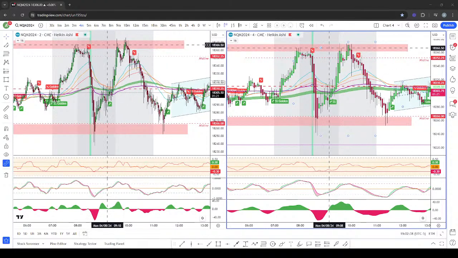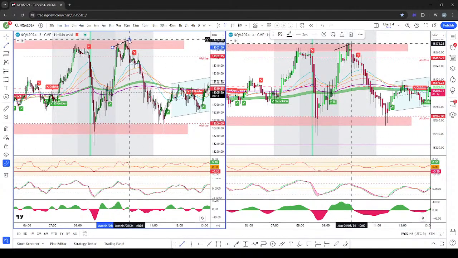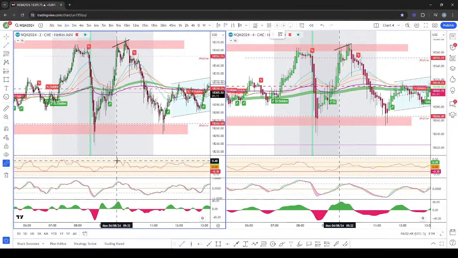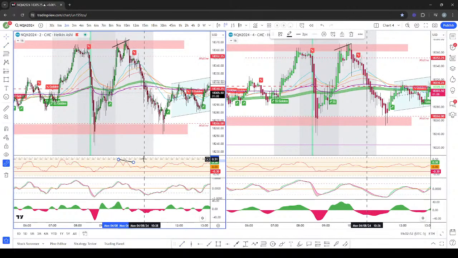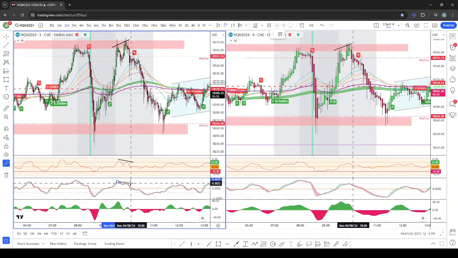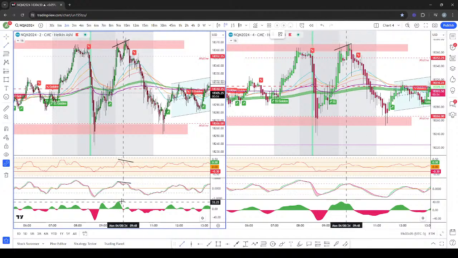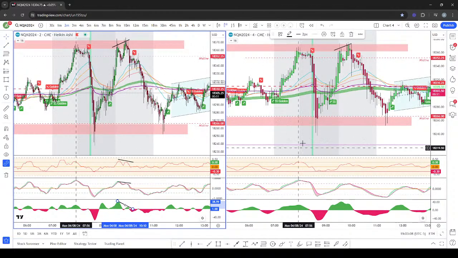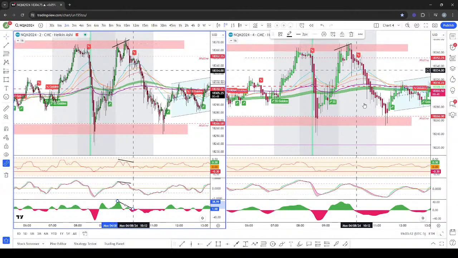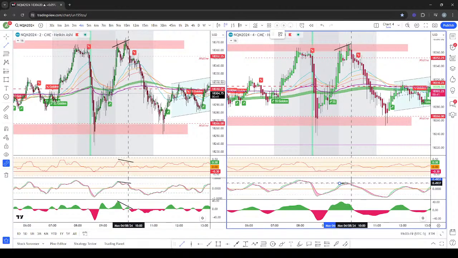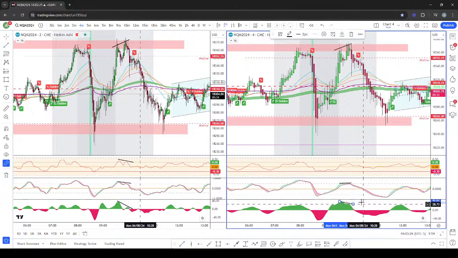Right here in the 2-minute chart, you have price making a higher high, and down below on the oscillators, which are the ultimate oscillator on top, the TSI, and the TTM squeeze, all three are pointing down. There's a shift in the momentum of the oscillators right here. On the opposite end, you can only find that really on the TSI and on the TTM squeeze, which is fine.